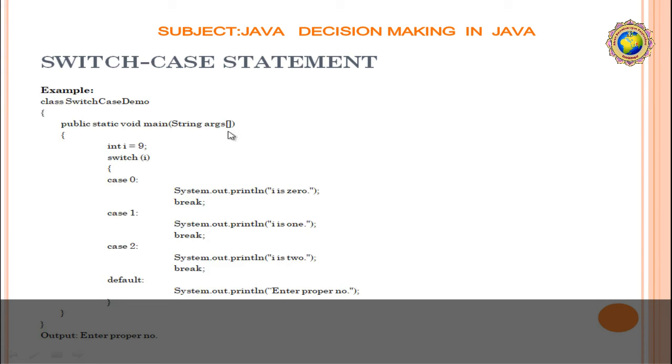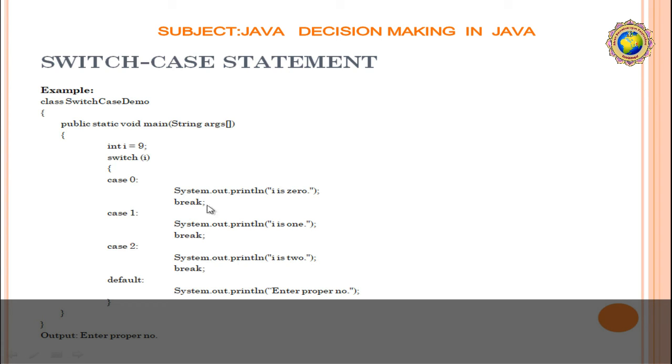In public static void main(String args[]), i equal to 9. So here the value of i is 9. We have taken three cases: 0, 1 and 2. If it is 0, then it prints "i is 0". If 1, then "i is 1". If 2, then "i is 2".